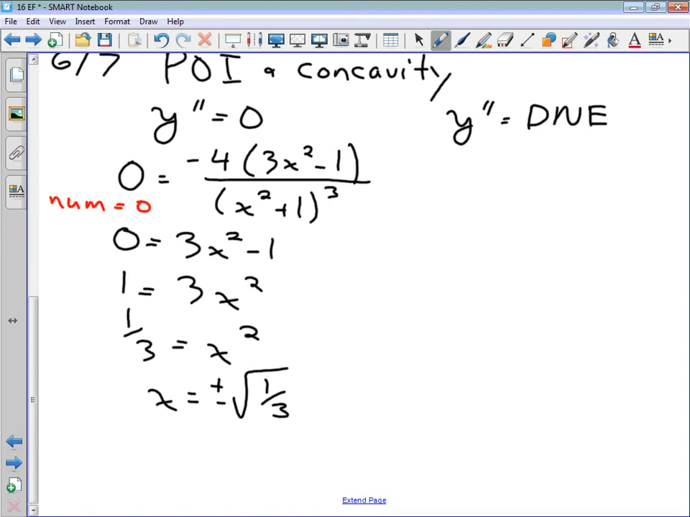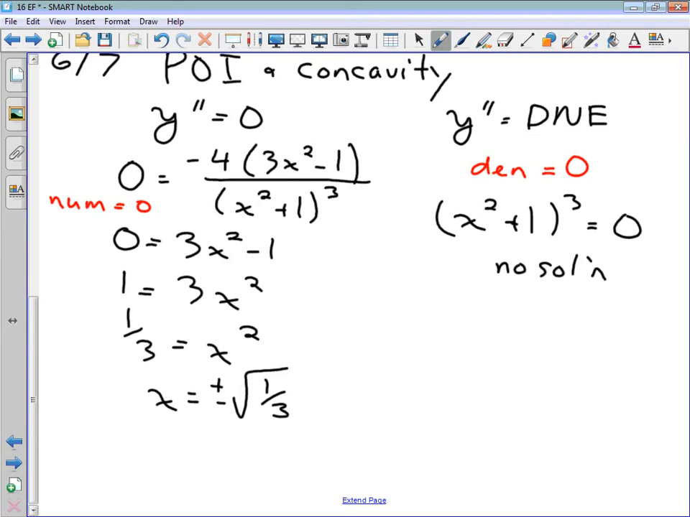Okay. What about where this thing does not exist? We imagine setting the denominator of our second derivative equal to 0. Any solutions? X squared plus 1 all cubed equals 0. What do we think? There are no solutions.